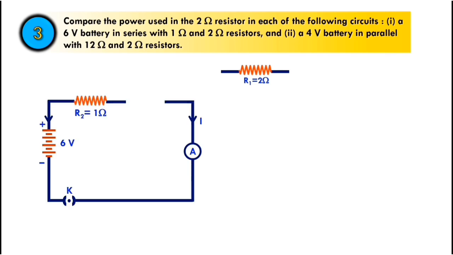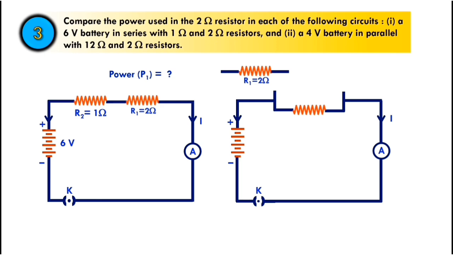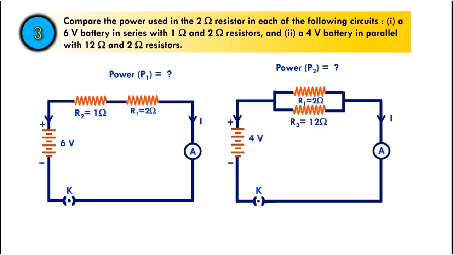Okay, so see here, this is the first circuit. So resistance R1 equal to 2 ohm and resistance R2 equal to 1 ohm. So both are connected in series, okay? They are connected end to end. And potential difference is 6 volt. So we have to find out the power one. Now see the other circuit which is connected in parallel. So R3 and R1, they are connected in parallel, as you can see here. And the potential difference is 4 volt here. So we have to compare these two power, okay?